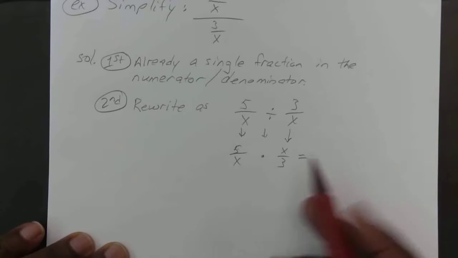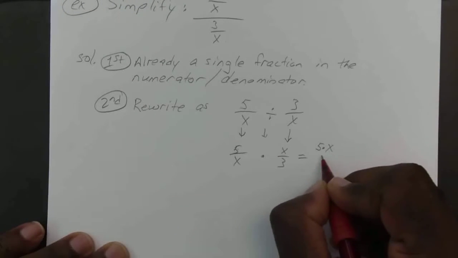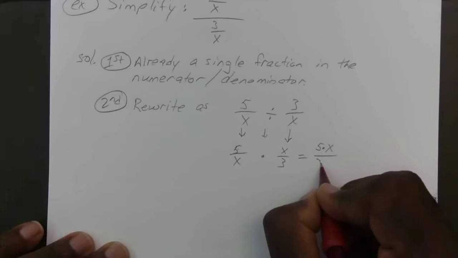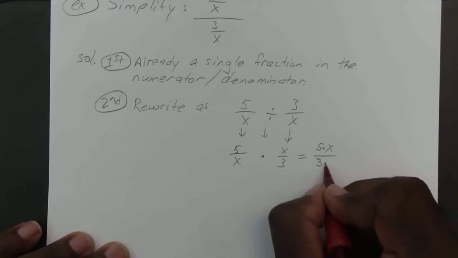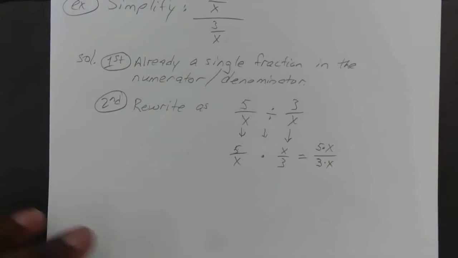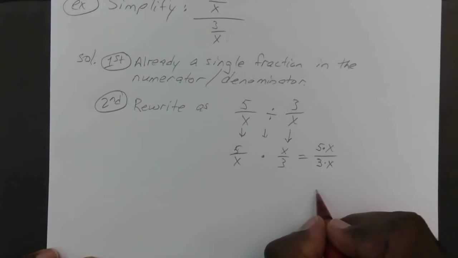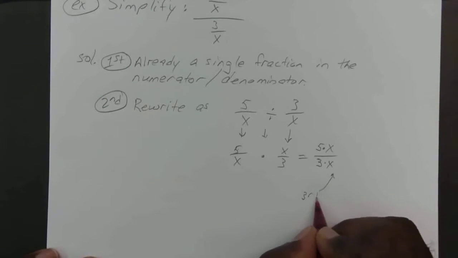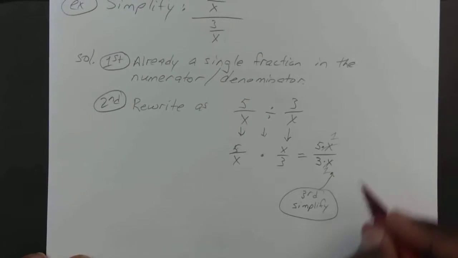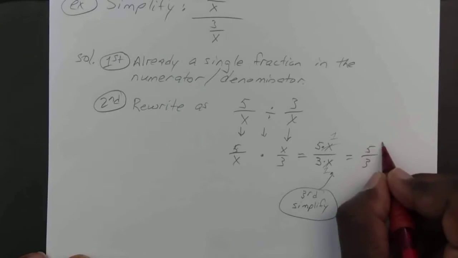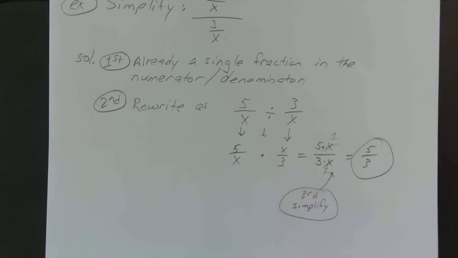Okay, so remember, that's 5 times x over 3 times x, or x times 3, doesn't matter how you put it. Let me clean that up a little bit. Okay. Then the third step is just going to simplify it. So here you can do the third step by canceling out the x. Okay, so the two x's cancel each other out. So you're left with 5 over 3. All right. So any questions on that one?